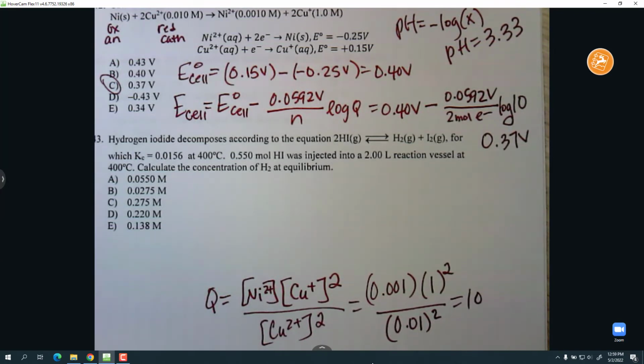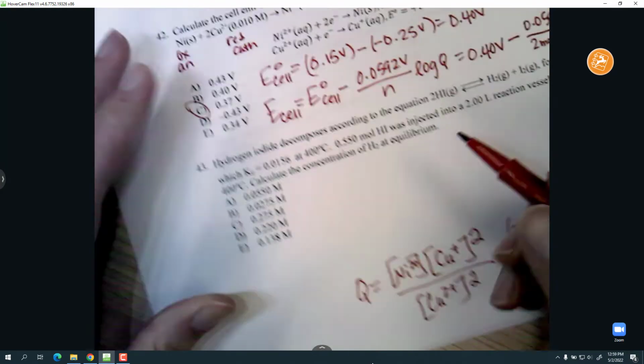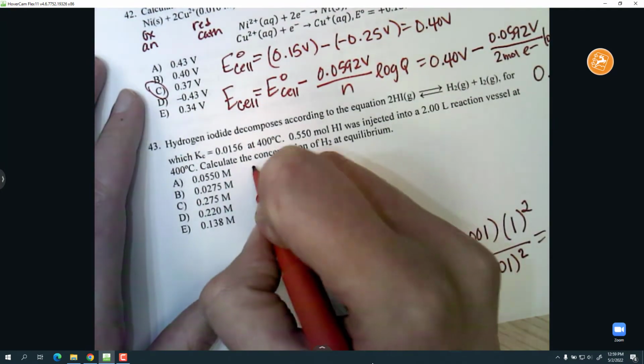All right, 43. Kc. Calculate the concentration of H2. All right. So it's an equilibrium problem. I'm going to write an ICE table.